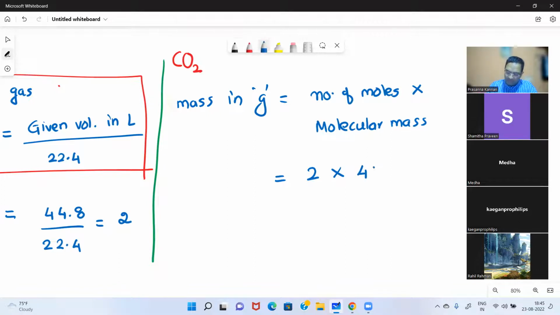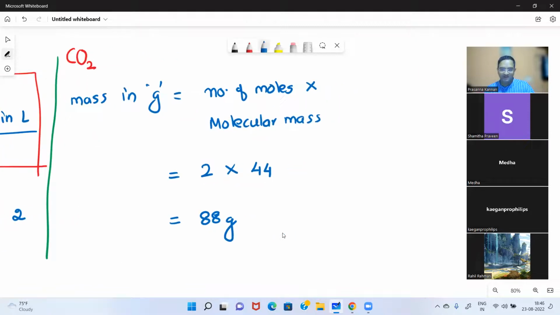Over a period of time, you will remember these molecular masses, right? Because you would have done so many sums. So the answer is 88 grams, that's all. So the number of molecules is the next thing that we need to find out.